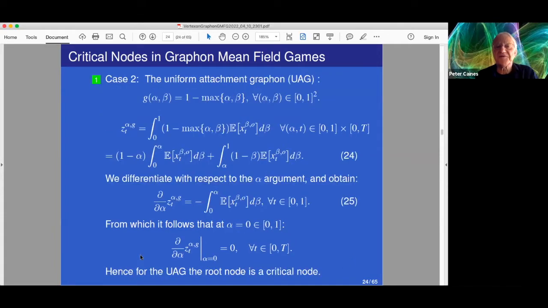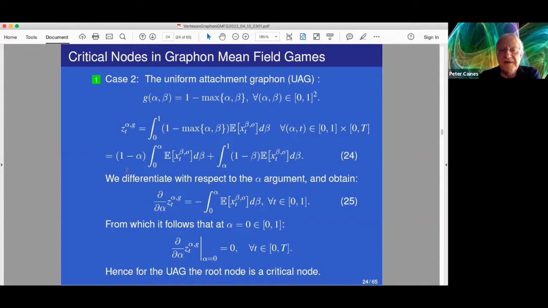Now, a more interesting situation is the uniform attachment graphon, which you'll recall from earlier. In that case, the graphon has the formula 1 minus max(alpha, beta) for alpha and beta ranging over the unit square. So apart from a ridge down the middle, this is smooth. And what one gets is that the global mean field is given by this formula, which clearly does depend upon alpha, the alpha index of the agent. I reiterate, this is work with Rinel Caines, Peter Caines and Minyi Huang, and it appeared at the CDC last year.